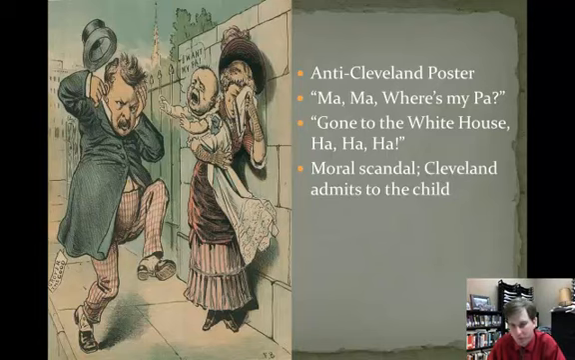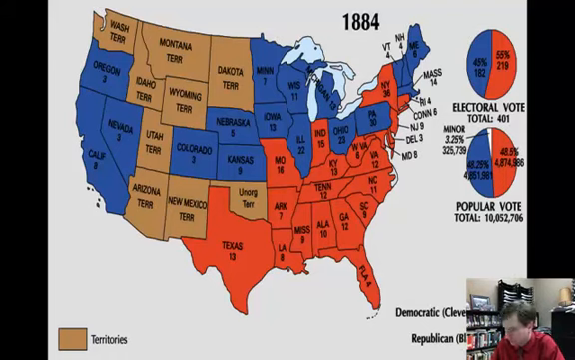And so the Blaine people thought they were going to use this to damage his reputation as Grover the Good, this great, honest, upright man. Well, Cleveland just admits to it. He says, yeah, I have a child out of wedlock. And so this anti-Cleveland poster said, "Mama, where is my pa?" And then the Cleveland camp would respond, "Gone to the White House, ha, ha, ha." So this doesn't have the desired effect in harming Grover Cleveland's reputation.